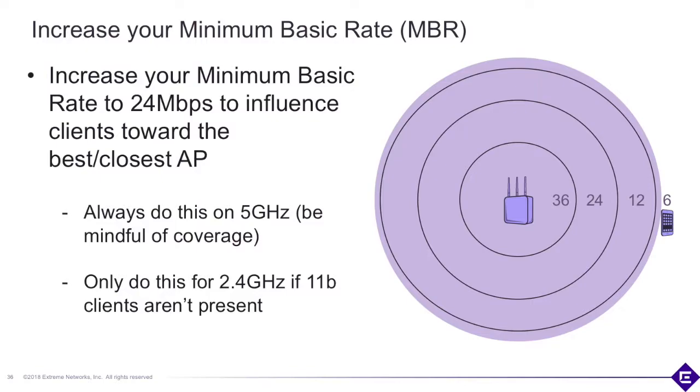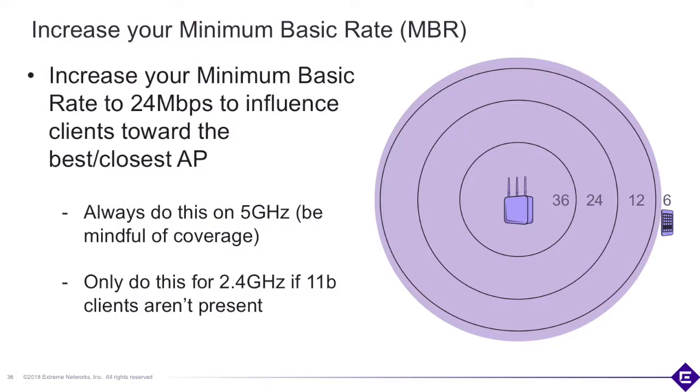As well, this helps us eliminate some of that client-induced interference by drawing the client in closer to the center of the cell. It is best practice to try to bump this up to 24 megabits per second when you can. Obviously, you have to be mindful of coverage because you're increasing the signal strength that a client needs. This can obviously cause holes in your network if you're not careful.